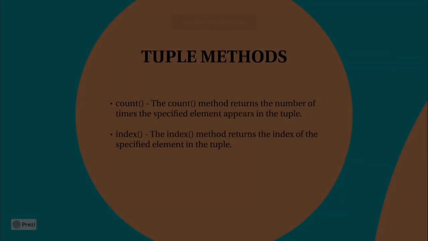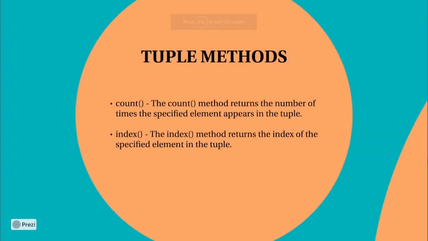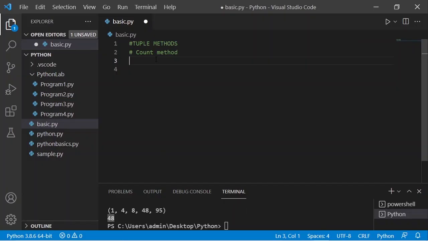Now let's see what are methods in tuple. Methods that add items or remove items are not available with tuple. Only these two following methods are available, that is count and index. Now let's see count method in Python. So the count method returns the number of times the specified element appears in the tuple.